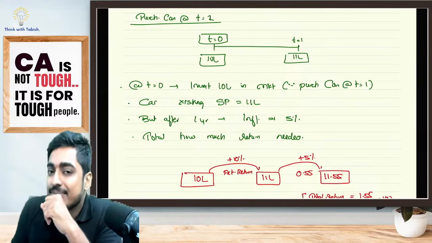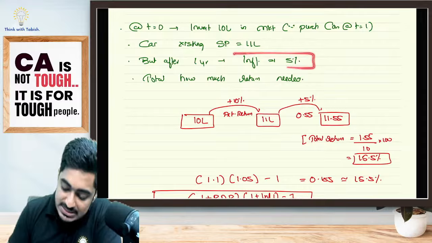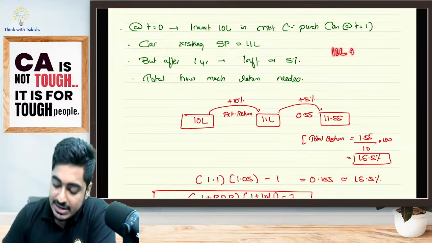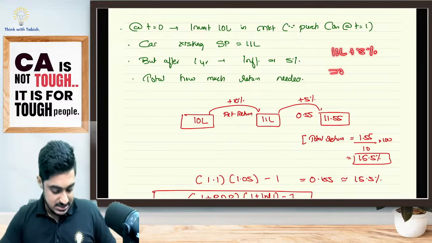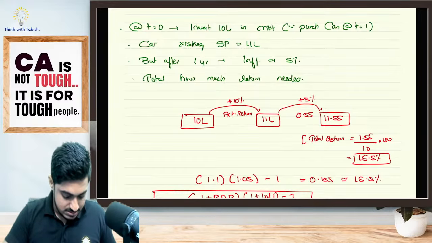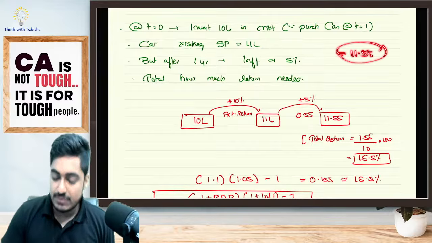No, it will not be 11 lakh. Inflation will come into picture, yes or no? Imagine 5% inflation will be there. That means what will be the selling price after first year? 11 lakh plus 5%. It will become how much? It will become 11.55 lakhs. Yes or no, everyone? Perfect.